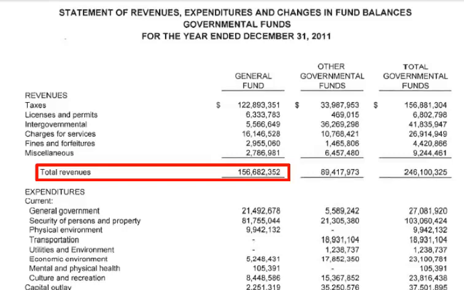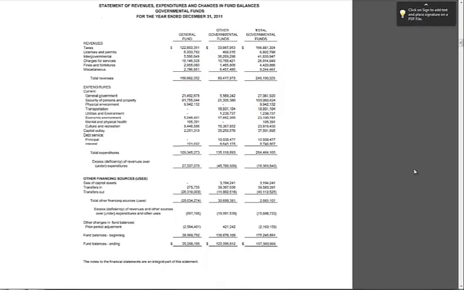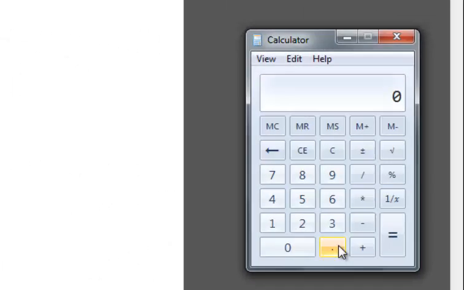And we can see here on this financial statement that the total general fund revenues were $156,682,352. And the intergovernmental general fund revenues were $5,566,649. And so for the numerator, we simply have to subtract intergovernmental from total.